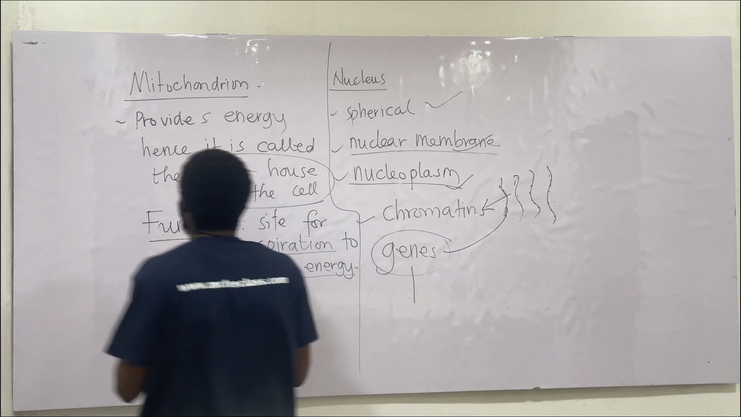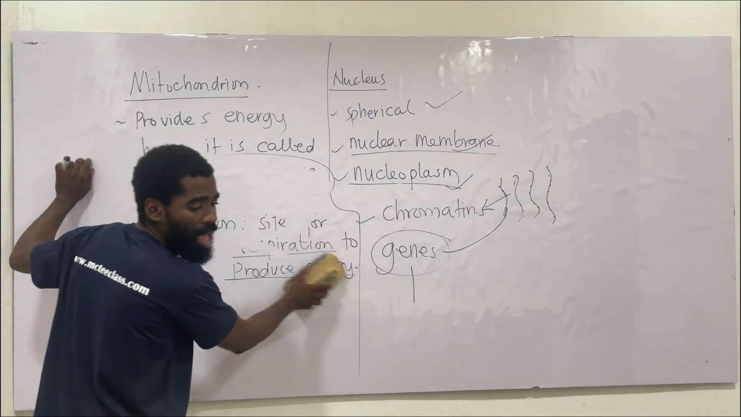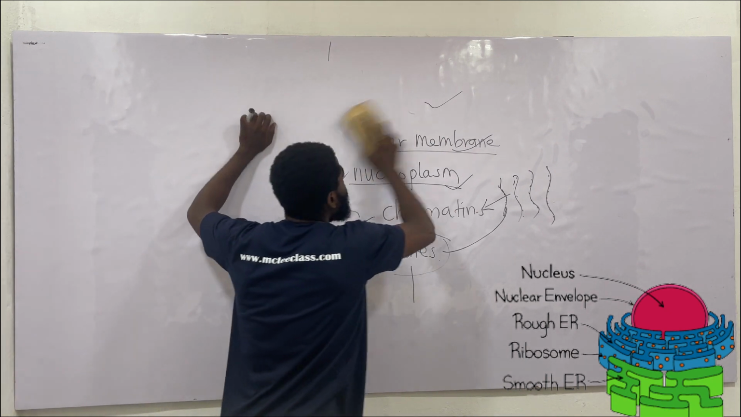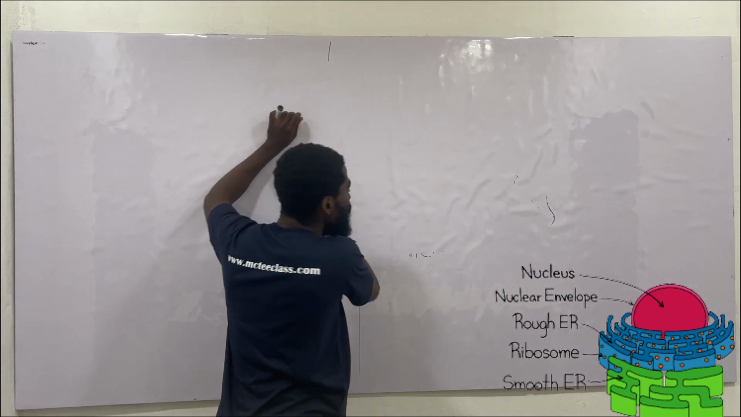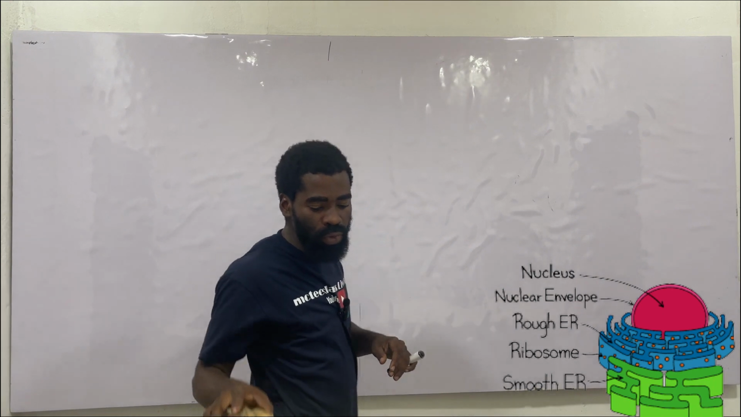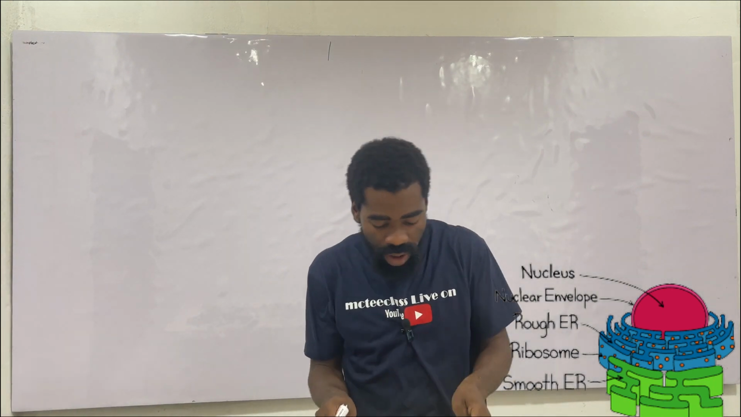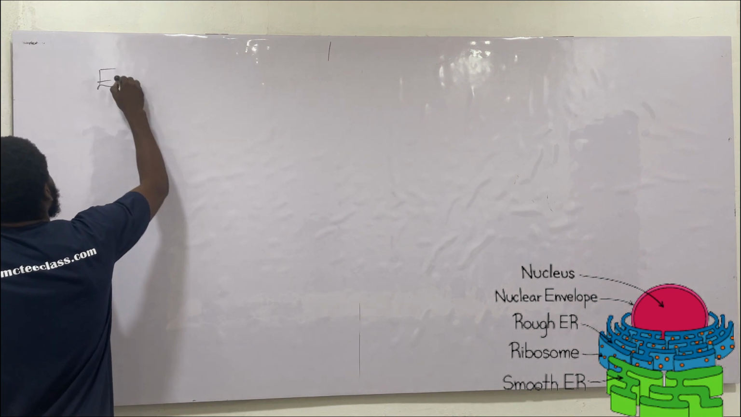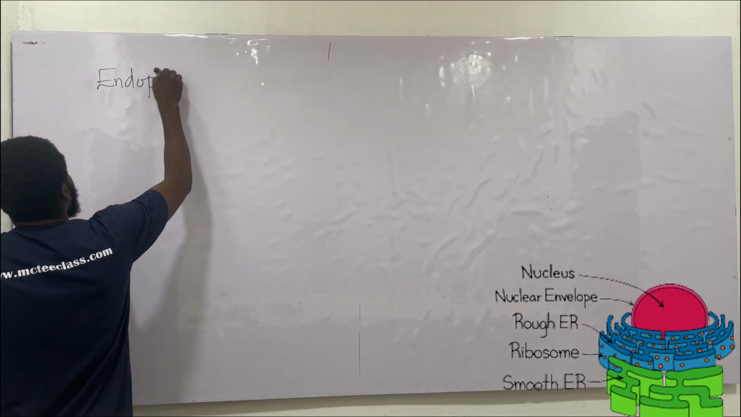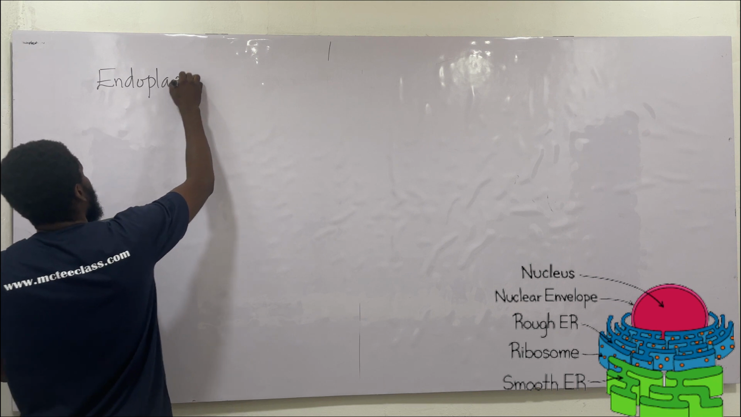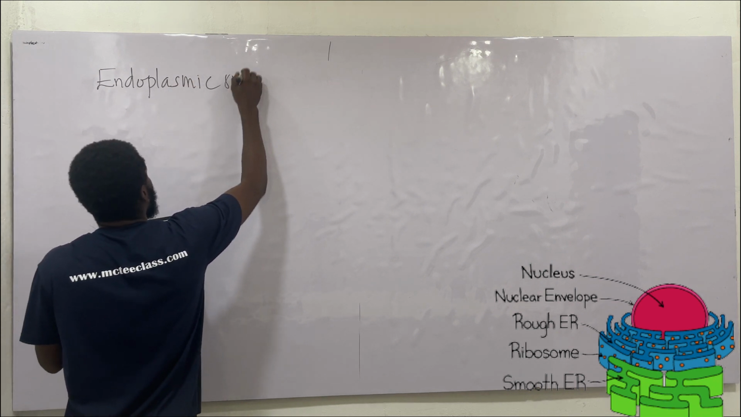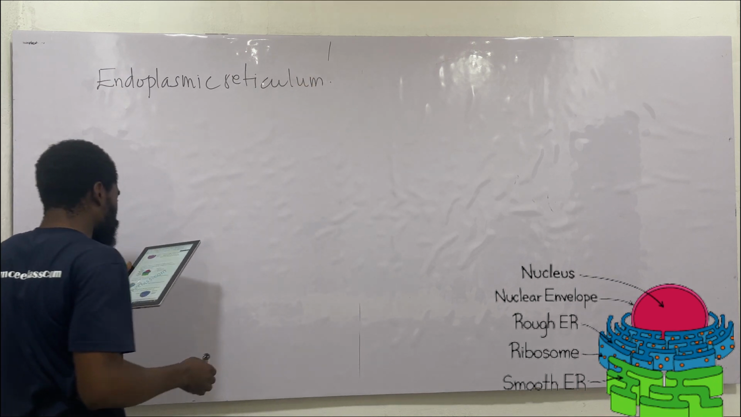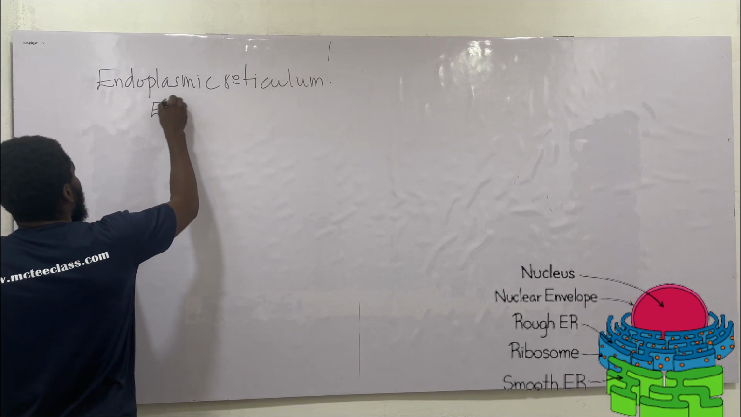Good. Then we go to another organelle called the endoplasmic reticulum. Endoplasmic reticulum. And you can see that one there. What we call the ER. ER can either be smooth or rough. So let's read what the ER is. Endoplasmic reticulum, or simply put, ER.